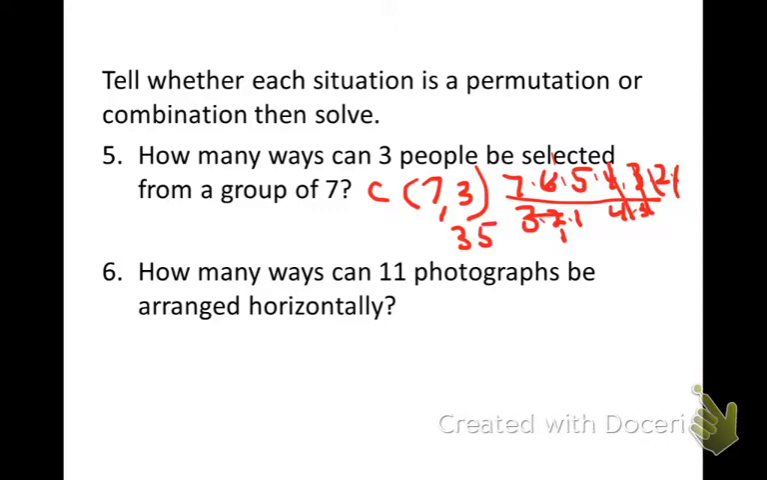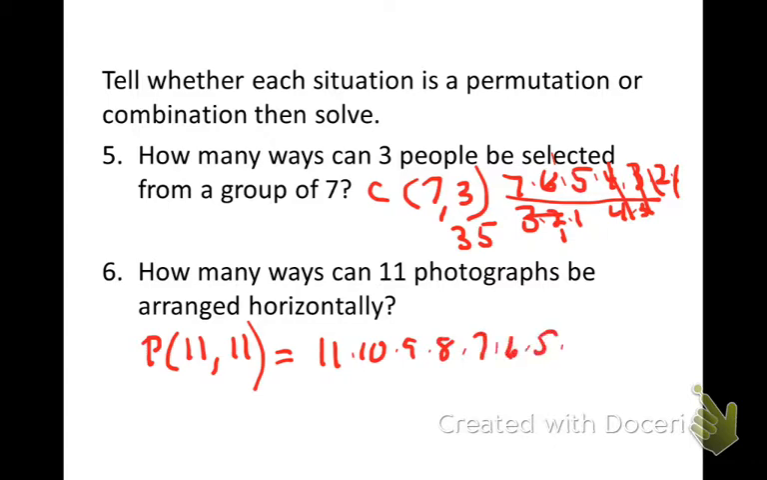How many ways can 11 photographs be arranged horizontally? We're putting these 11 photographs in a straight line. To you it might not matter, but for somebody doing a decorating job or something like that, it might matter. So I would call it a permutation from 11 photographs. How many are we choosing? We're choosing all 11 of them. So this is really just 11, 10, 9, 8, 7, 6, 5, 4, 3, 2, 1. Using your calculator, you're going to get 39,916,800 ways you can arrange those. So there are lots of different ways when you have a lot of things that you are arranging.